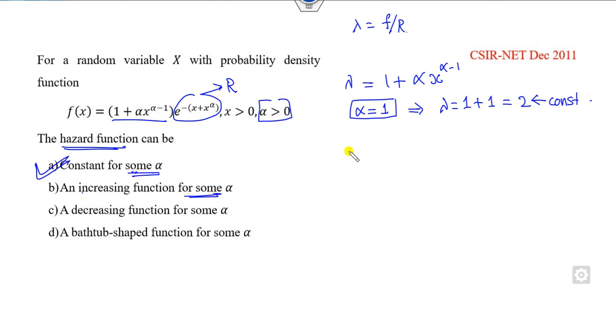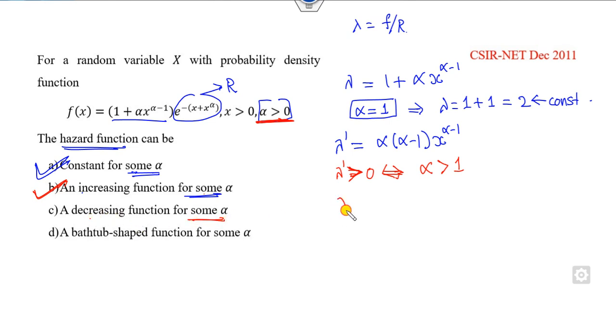Is it increasing for some alpha? You can find that derivative. 1 will be 0, alpha minus 1, x of here. So increasing means you have to prove that it will be greater than 0. When it will be greater than 0? When alpha is my greater than 1. So that's true, it's for some alpha, because domain of the alpha is greater than 0. So it's some alpha, correct option. Is it decreasing for some alpha? Yes, again, because it will be less than 0 if and only if alpha lies between 0 and 1.